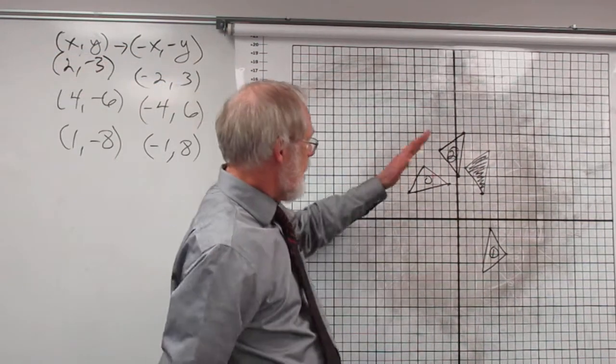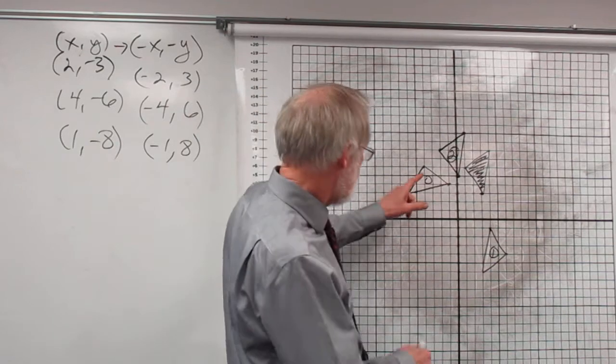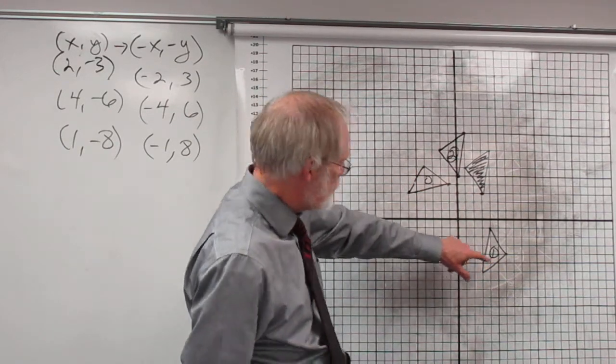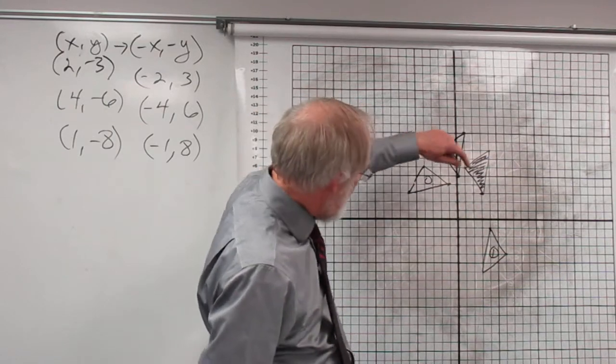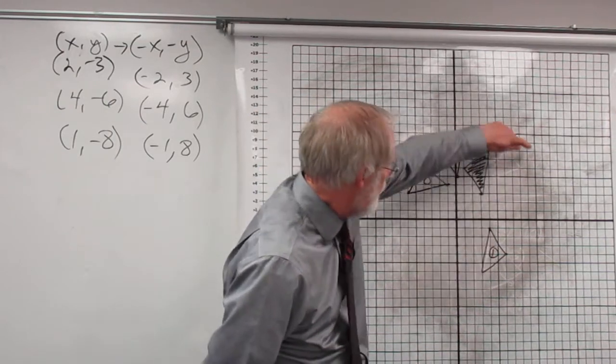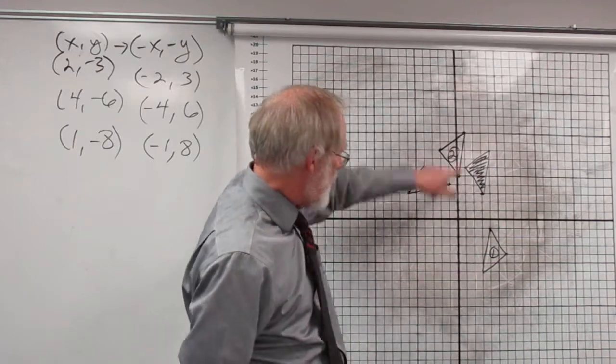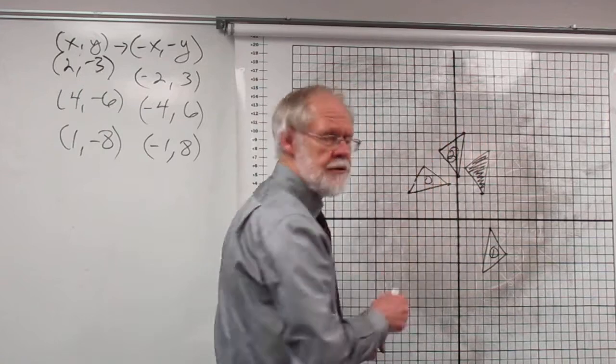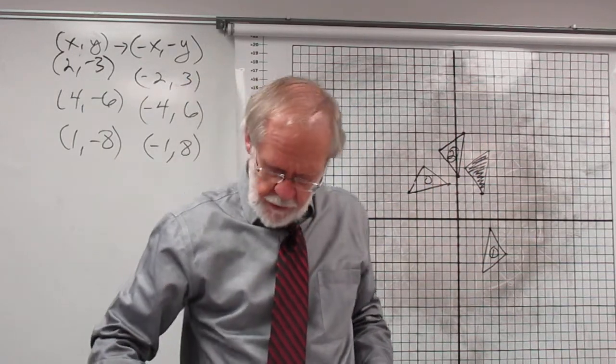So here's what we did. We reflected this across the line y equals x to get to here. Then we rotated it 180 degrees about the point (2, 2). So we got up to here. And then back to the original axes, we moved it over 3 and down 2. And there's your answer.